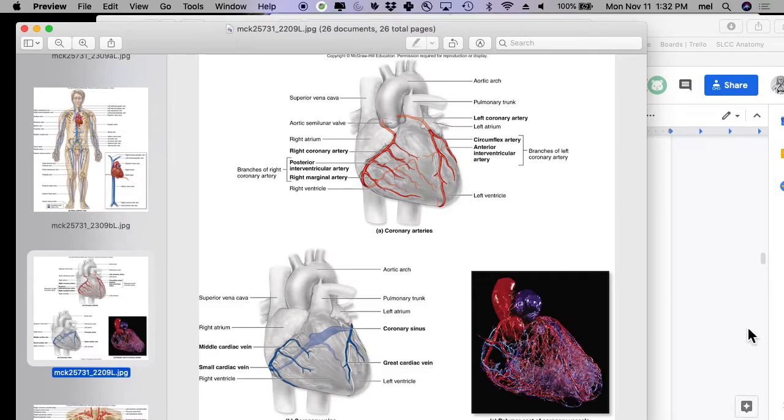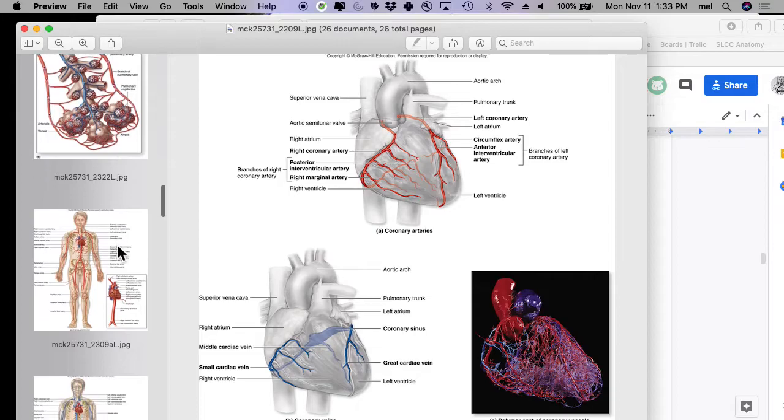We already did the first systemic trace. We did it in the last set of notes because it was part of supplying the heart. So now what we can do is go to the next portion.